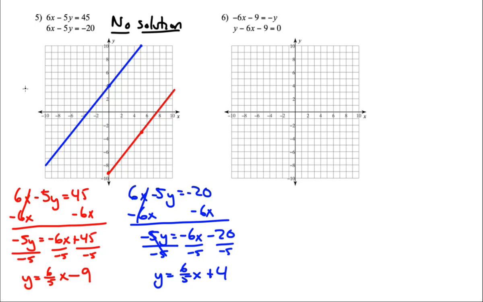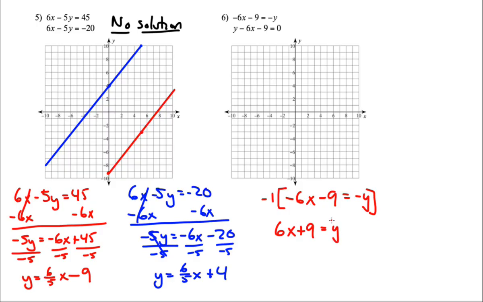That's great. All right, let's take a look at problem number 6, which has for us, negative 6, and I'll do it down here. We have negative 6x minus 9 equals negative y. If I want to make this into y equals mx plus b, if I multiply this entire thing by negative 1, I'm going to have 6x plus 9 equals y.